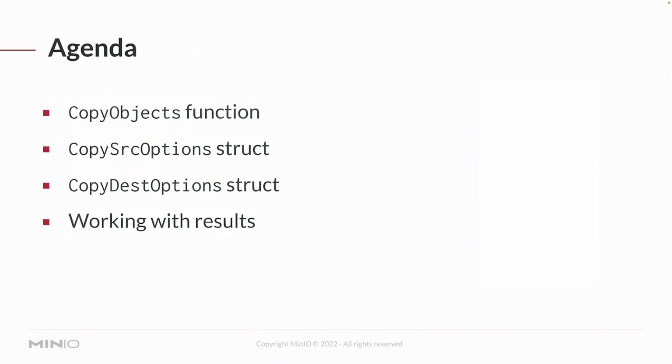The copy objects function has two different sets of option structs. One is for the source and one is for the destination. They have slightly different variables that go into them. We'll take a look at that, and we'll also show you how you can work with the results. Let's go ahead and take a look at some code.